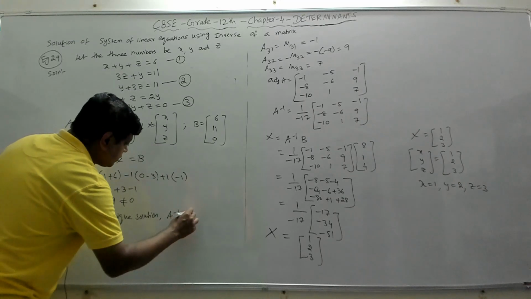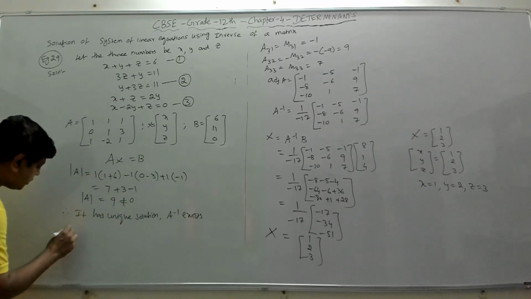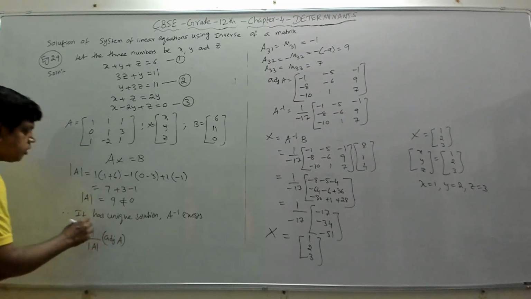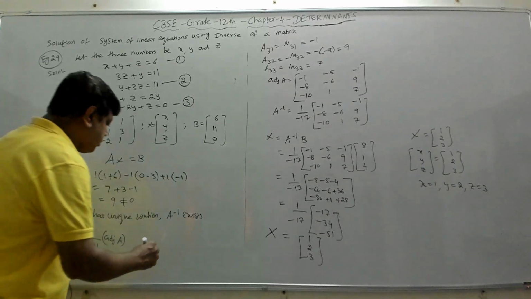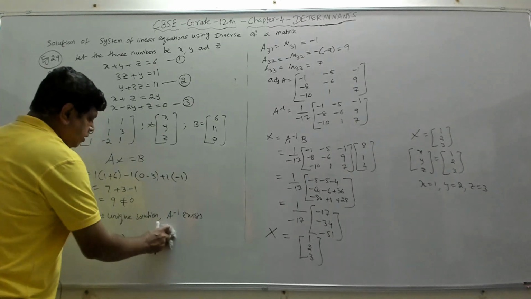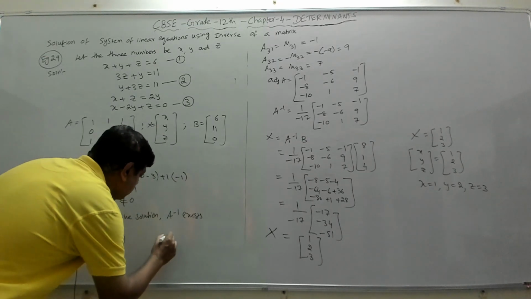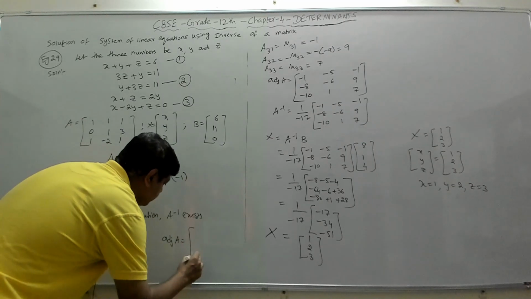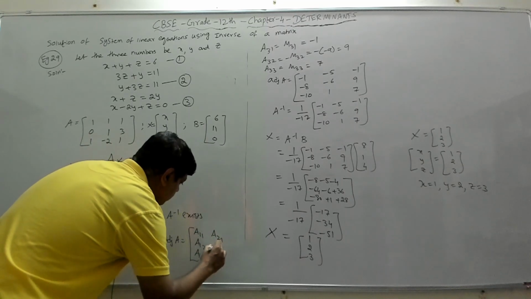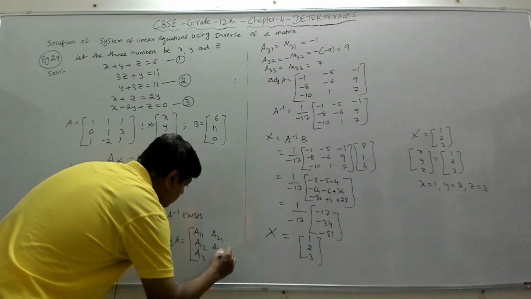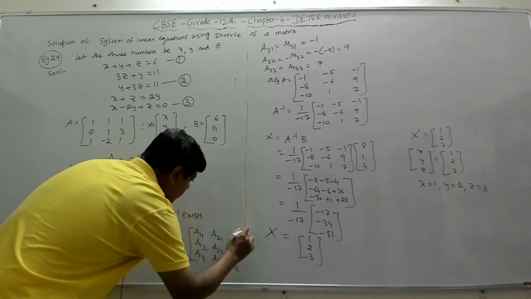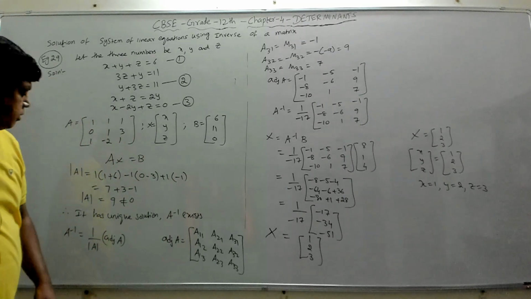A inverse exists. Now again, what is A inverse? A inverse is 1 by determinant of A into adjoint of A. Now we should find the adjoint of the A matrix. And what is the adjoint of the A matrix? The adjoint of A matrix is A11, A12, A13, A21, A22, A23, A31, A32, A33. So you have to find this, and let's find them one by one.